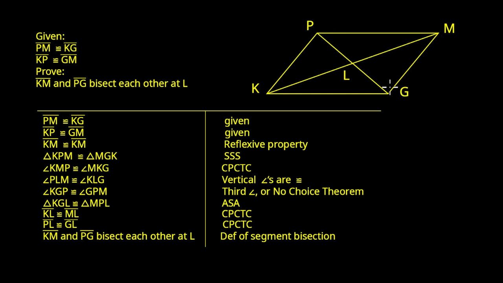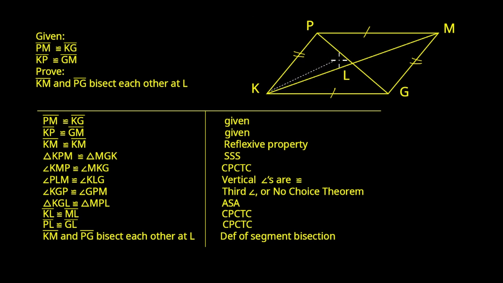KM and PG right here. So let's get to the proof, and we will do it on the diagram up here. PM is congruent to KG, given. KP is congruent to GM, also given. KP and GM over there. KM is congruent to KM, that is reflexive property.